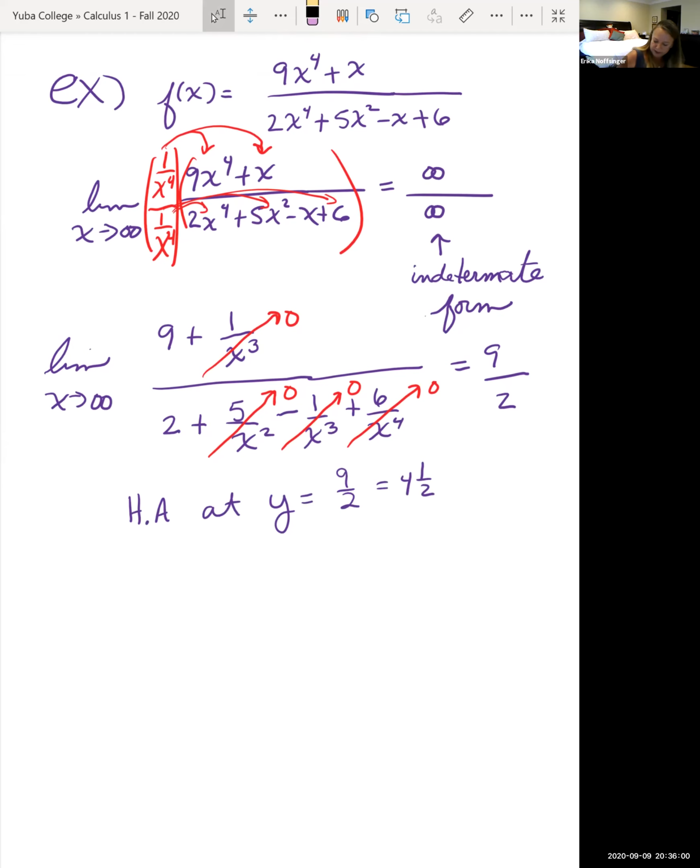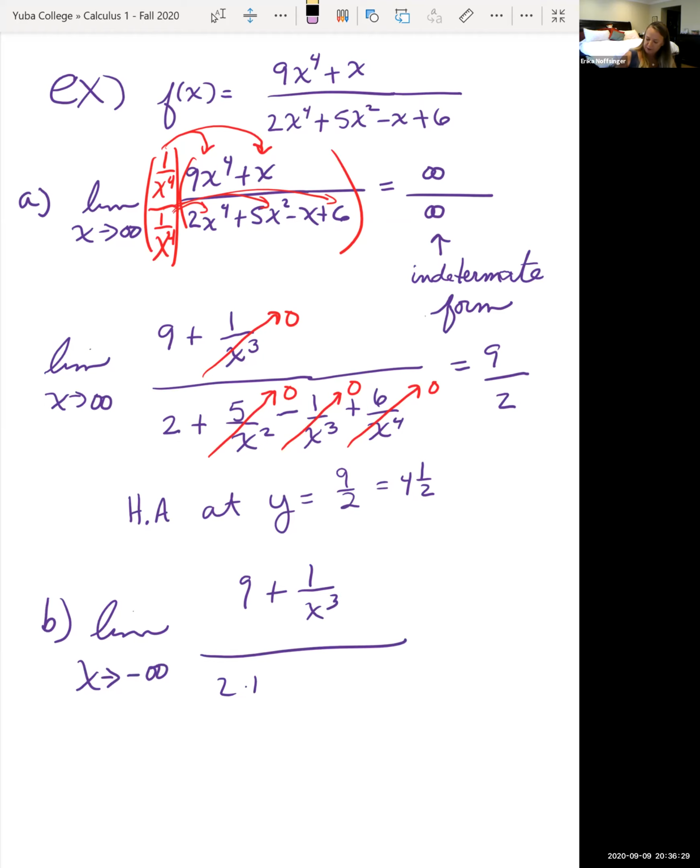Same sort of reasoning as we go to negative infinity. Same function, limit as x is going to negative infinity. We have this, and I can have the same reasoning. I could multiply all of that through by 1 over x to the 4th. And when I do that, I have 9 plus 1 over x cubed, I'm just using the work I did above so I don't have to redo it, over 2 plus 5 over x squared minus 1 over x cubed plus 6 over x to the 4th.